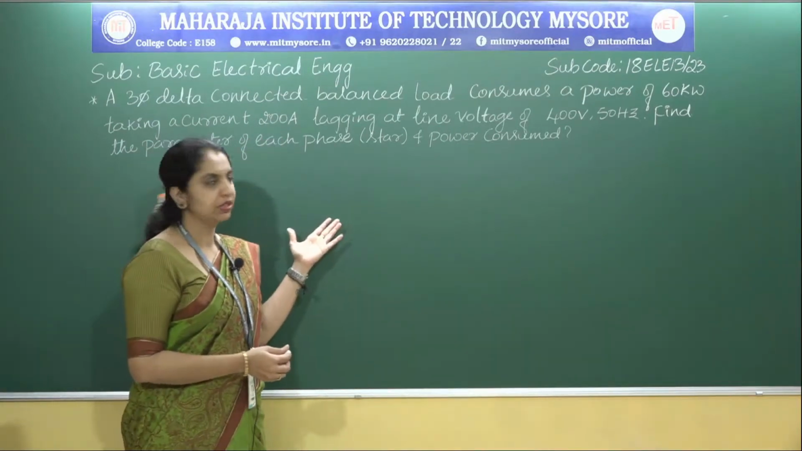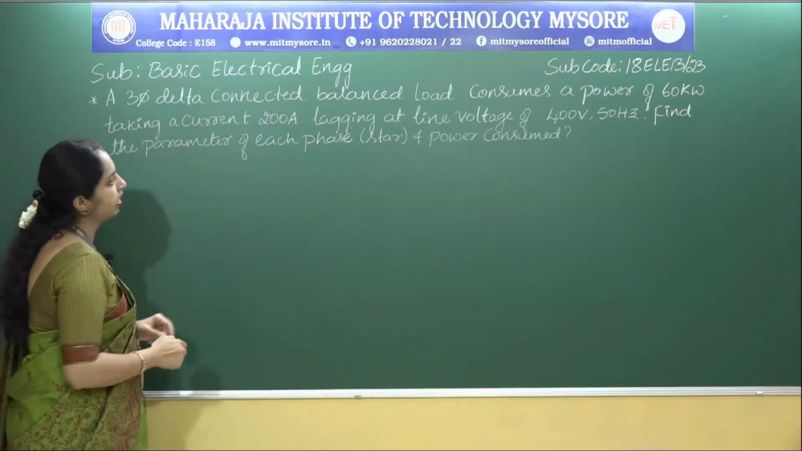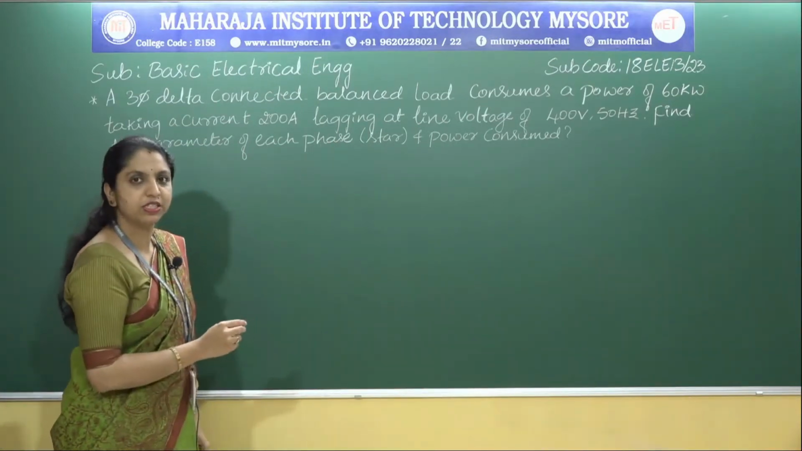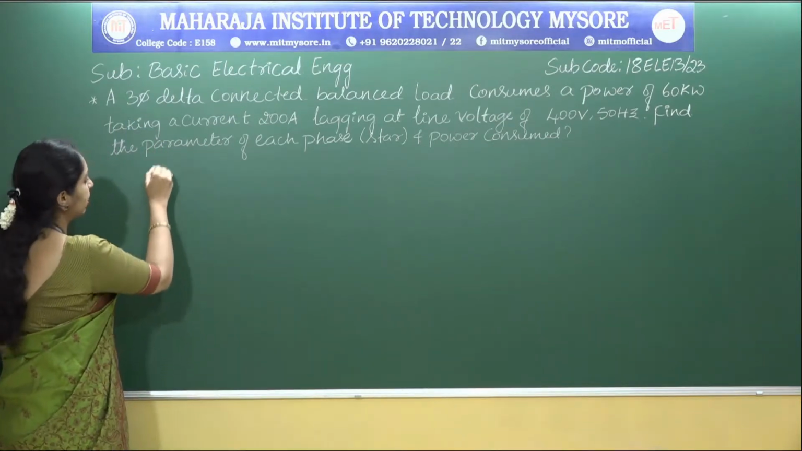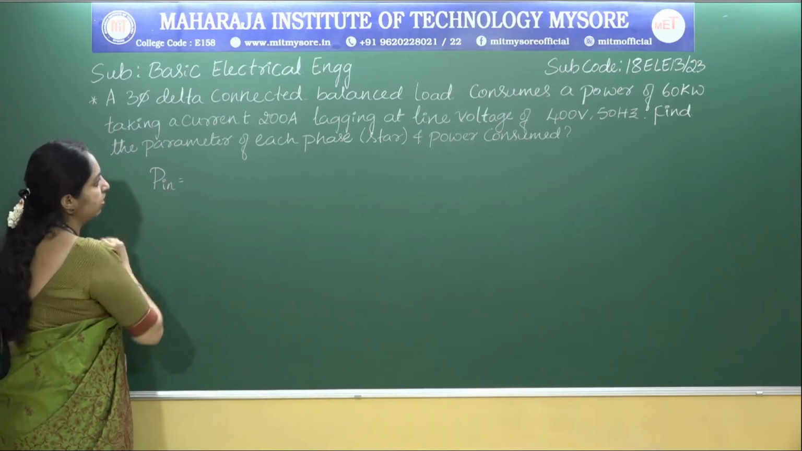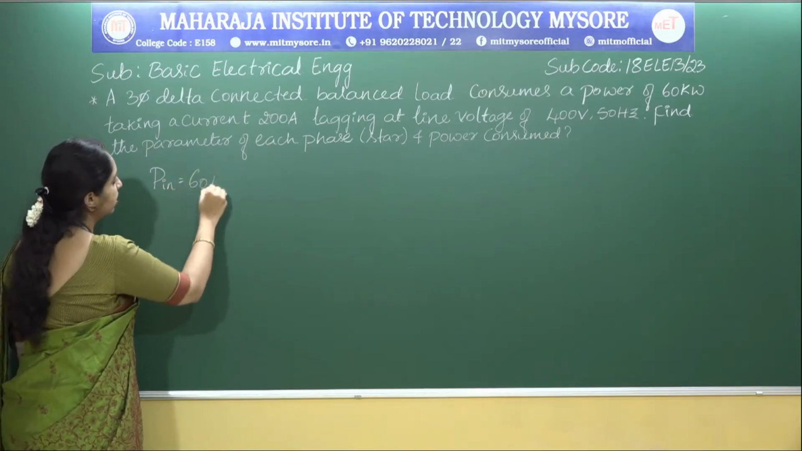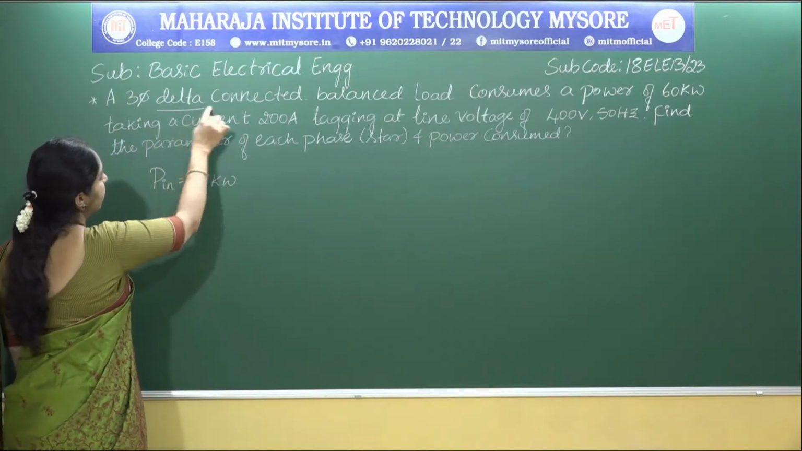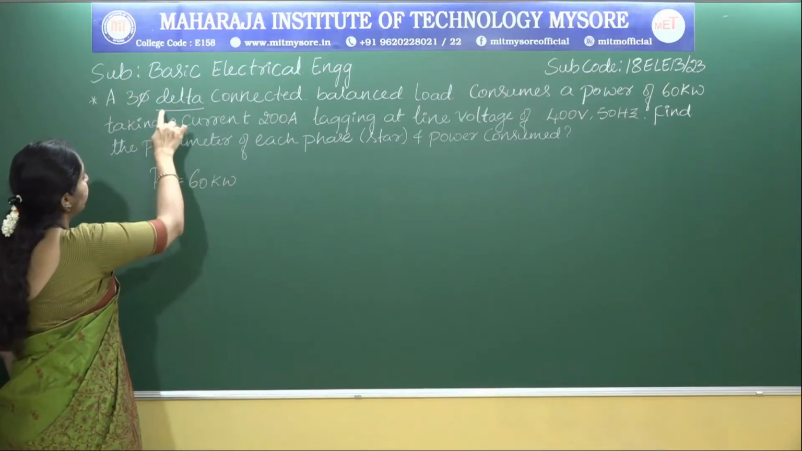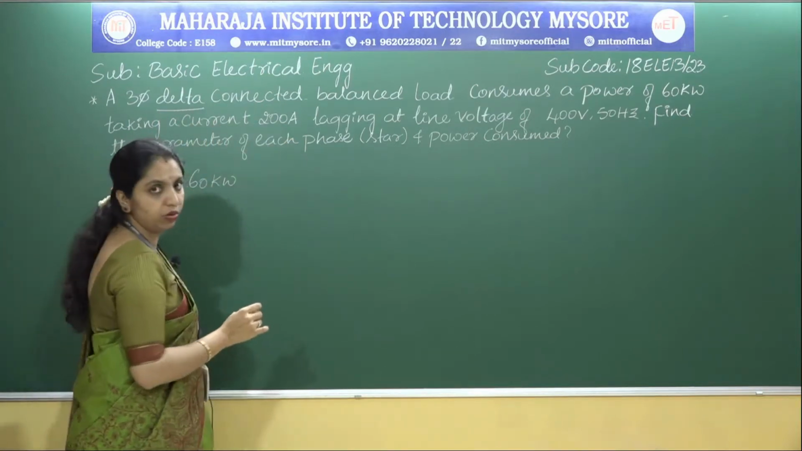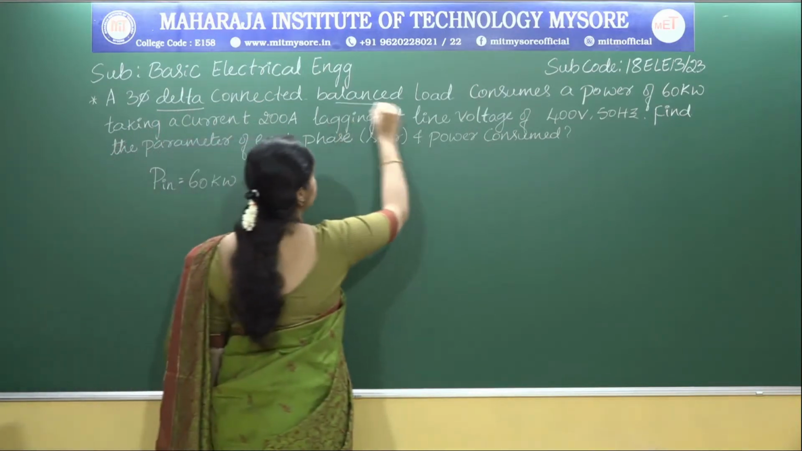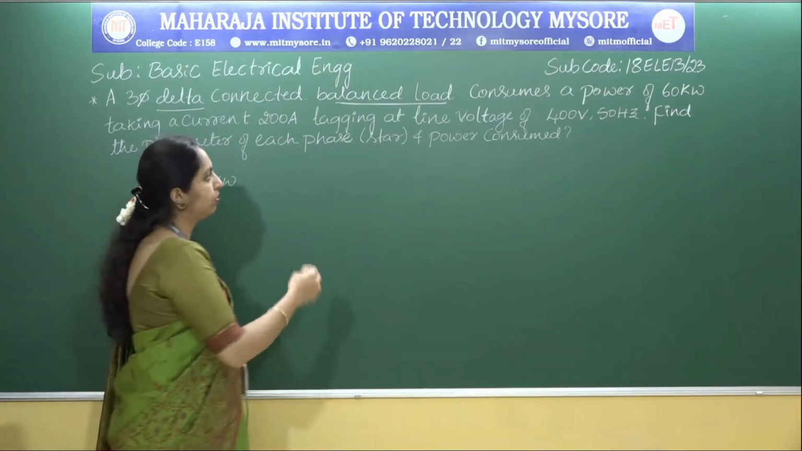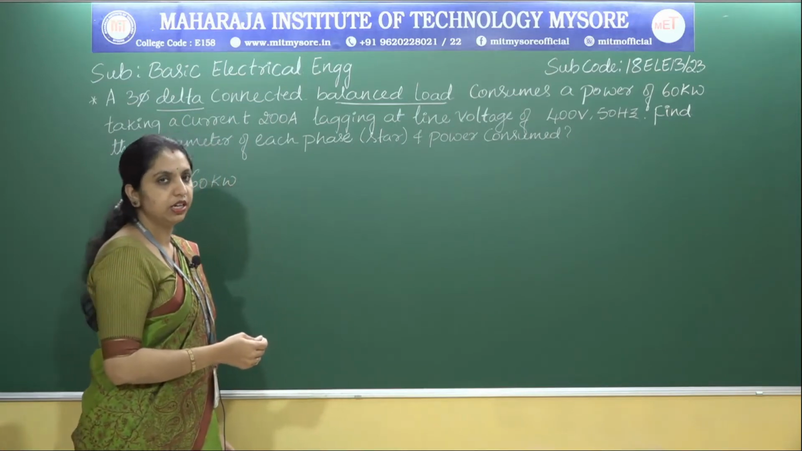So the first problem says, a three-phase delta connected balanced load consumes a power of 60 kilowatts. So based on the given data, I can write Pin is equal to 60 kilowatts. Here the delta connection data is provided: a three-phase delta connected balanced load. I have already told you about the difference between the balanced load and unbalanced load. So the balanced load consumes a power of 60 kilowatts.